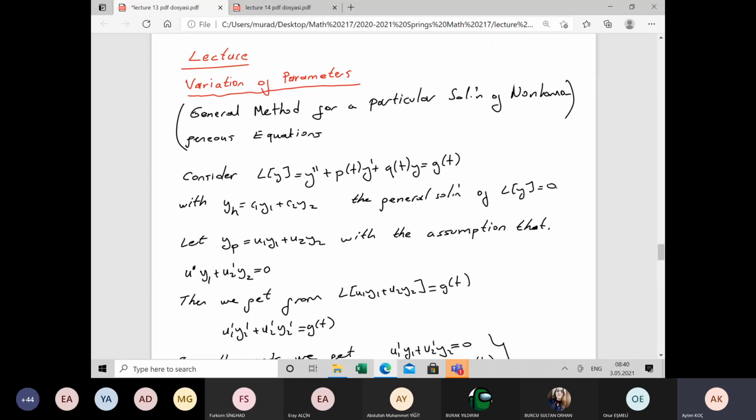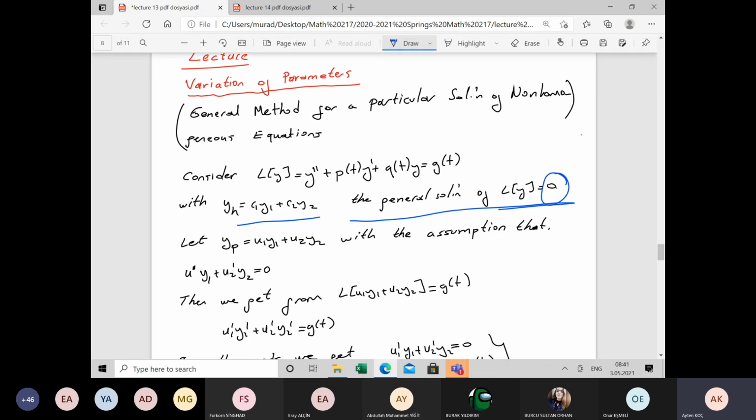It's okay. The general solution of the homogeneous part is C1 y sub 1 plus C2 y sub 2, and this is the general solution of the homogeneous differential equation, meaning L of y is 0. Consider this differential equation. What can you say about it? This differential equation is non-homogeneous and second order.